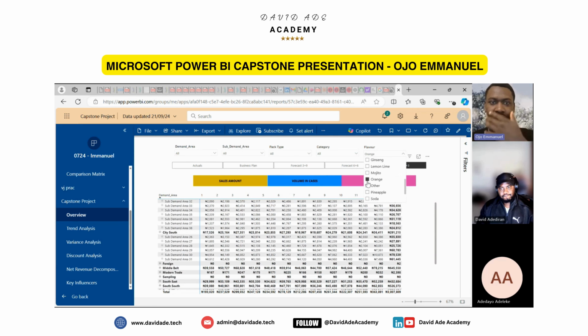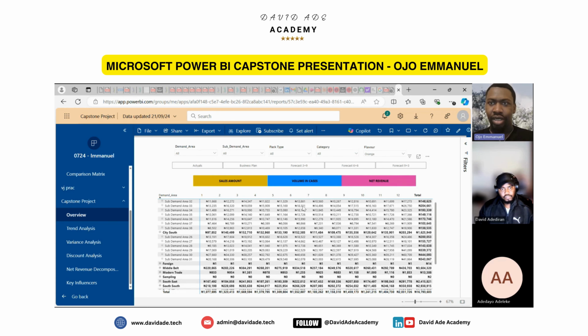Let's take orange as a case study. If we look at the sales sold under actuals, during the actual plan.